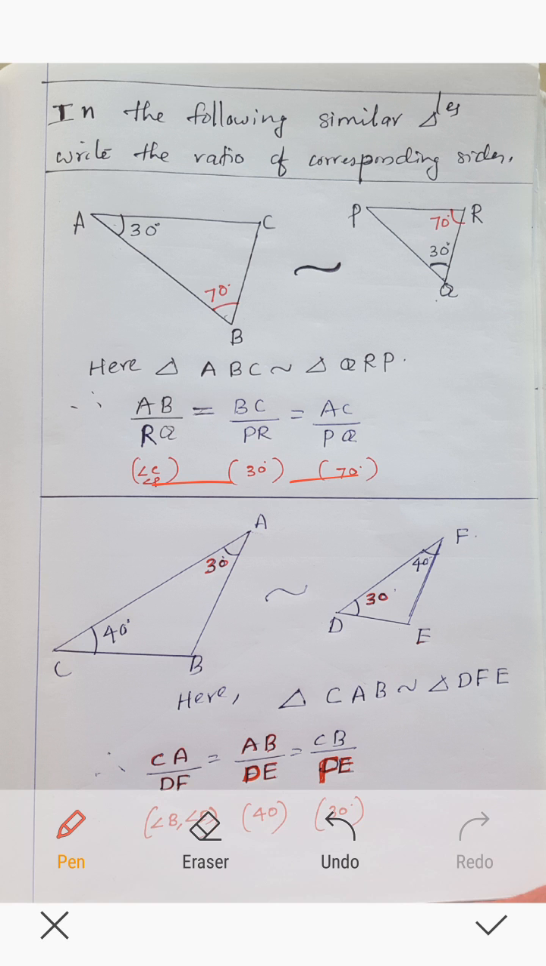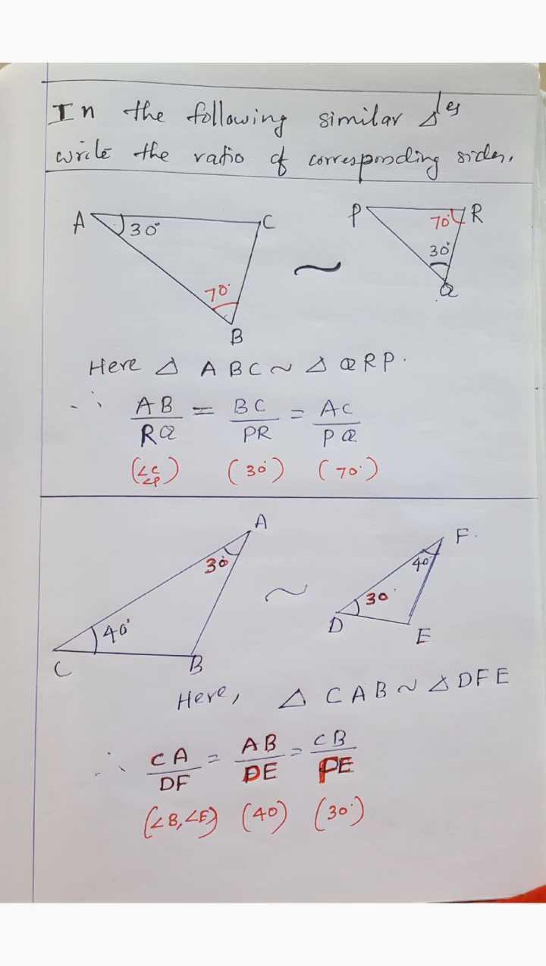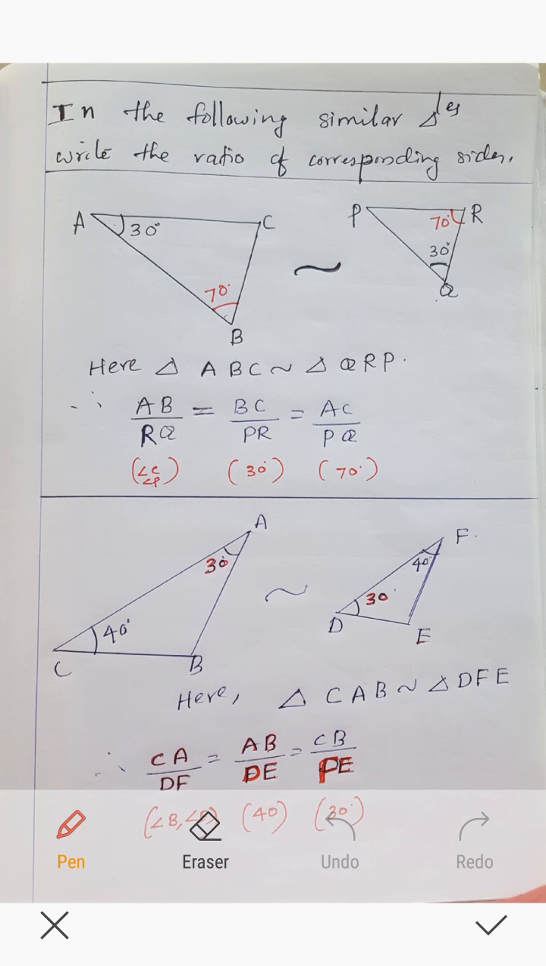Similarly here, these two triangles are similar. This is 30-degree, here is 30-degree, 40-degree, 40-degree. So we can understand these two triangles are similar. So while naming, here it is written CAB. So C is 40-degree. So here we should start with the 40-degree.